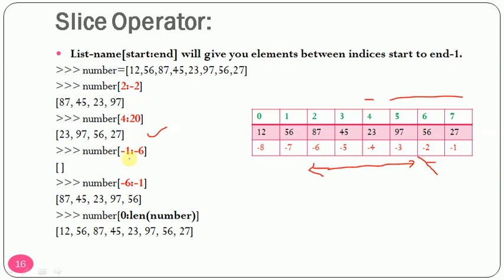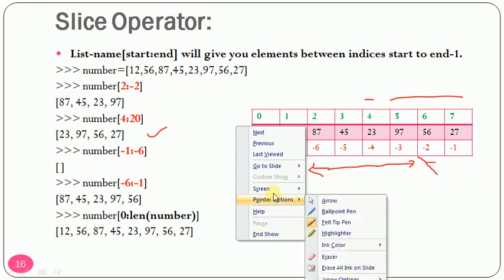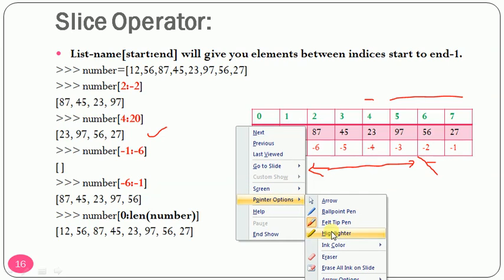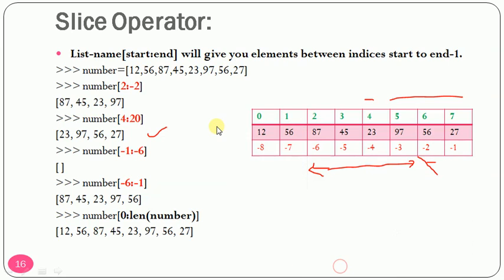Now look at the next case. Minus 1 is the start value and minus 6 is the stop value. Both are negative, backward indexes. Minus 1 means it starts from here. Then minus 6 is here. It is asking to move backward, but that is not possible. You will get an empty list here.